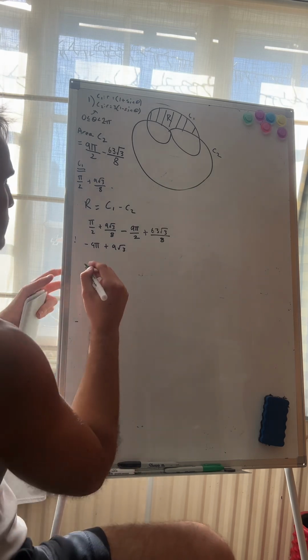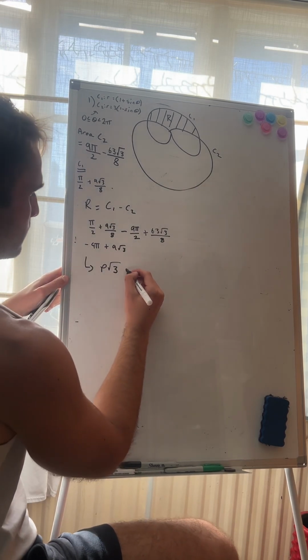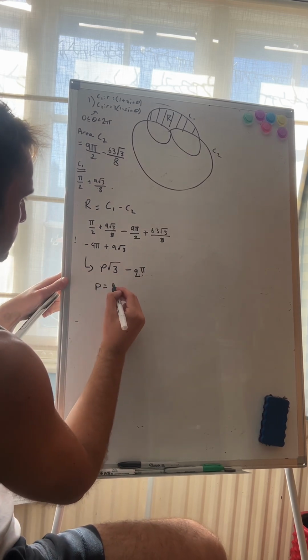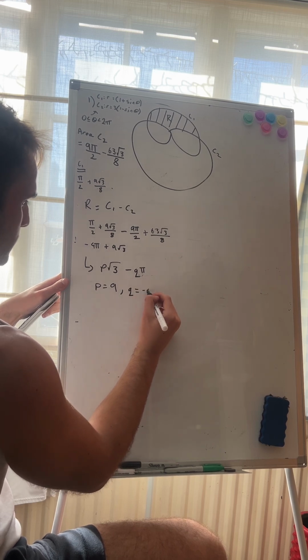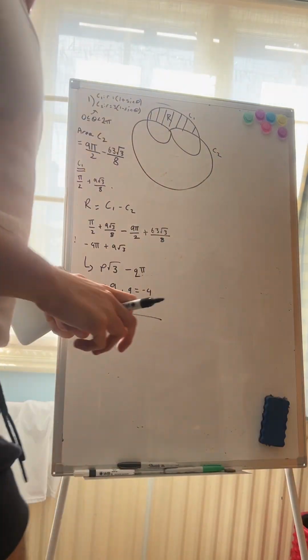Nice. So now we have to give the answer in terms of p root 3 minus q pi. So we have p equals 9 and q equals minus 4. Easy, baby.